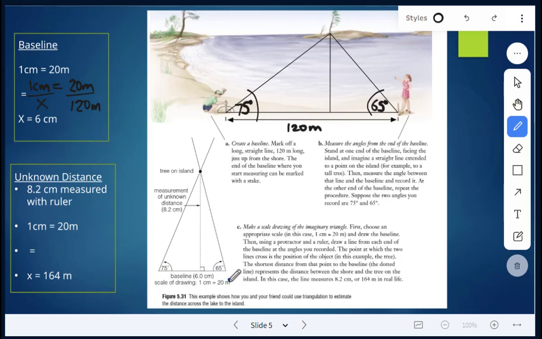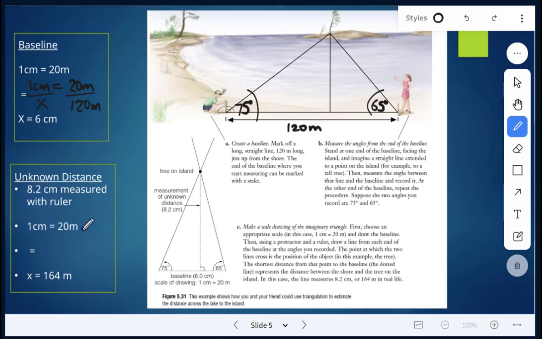All right, based on our scale that we chose, that 1 centimeter is equal to 20 meters. Okay, so baseline is now drawn. So now all you're going to do is measure this line, because we know our two angles, we know our baseline. We're going to measure this line with a ruler. So when we measure it with a ruler, let's say we get 8.2 centimeters.